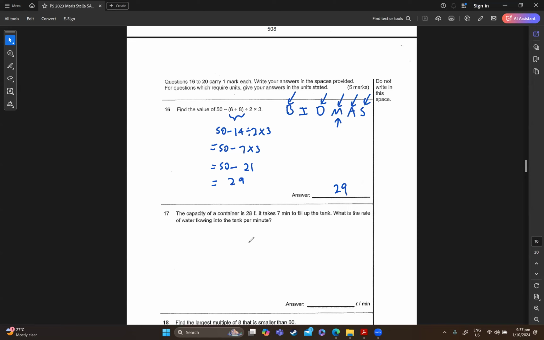Question 17, the capacity of a container is 28 liters. It takes 7 minutes to fill it up. What's the rate of water? 7 minutes, 28 liters. 1 minute, 28 divided by 7, which is 4. Answer is 4 liters per minute.